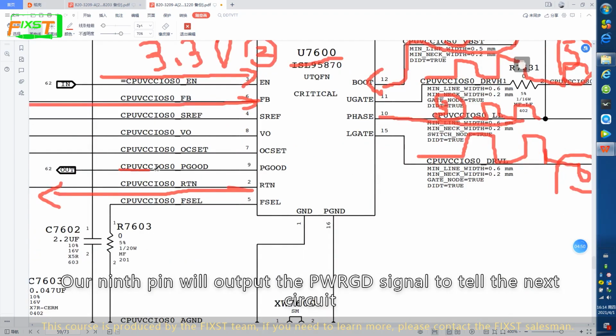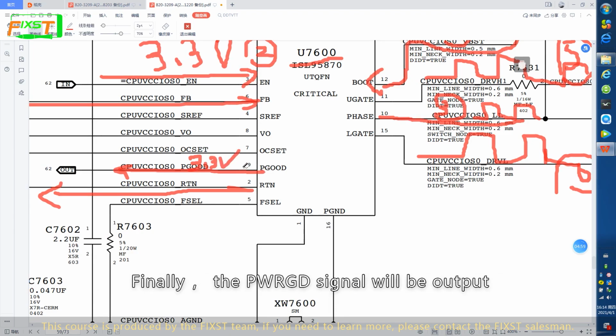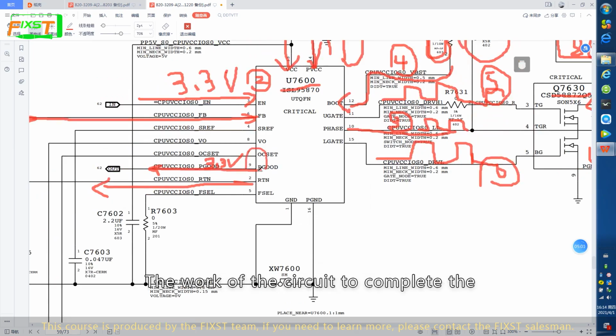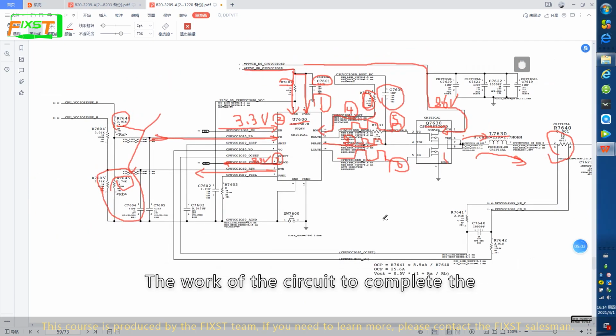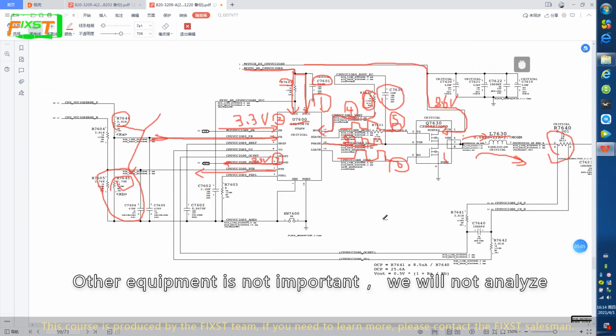Our 9th pin will output the PWRGD signal to tell the next circuit. Finally, the PWRGD signal will be output, and the work of the circuit is complete. The other equipment is not important, so we will not analyze it.